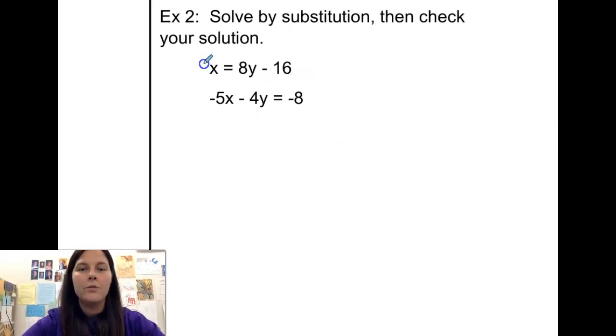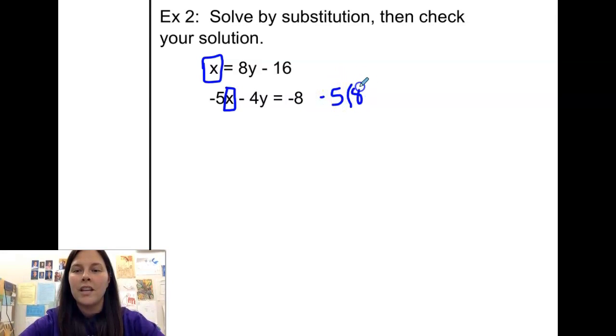One more quick review. Find that variable that is all alone, all by itself on one side of the equal sign, and put a box around it. And then we're going to put a box around the same variable in the second equation, rewriting that, replacing the x with that 8y minus 16. Finishing off our equation, minus 4y equals negative 8.